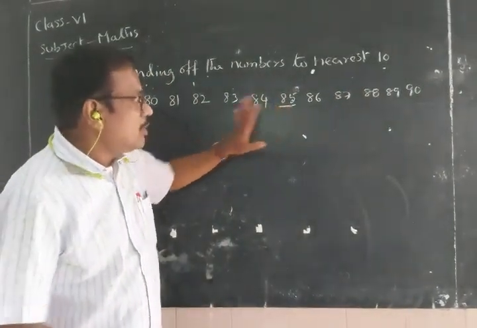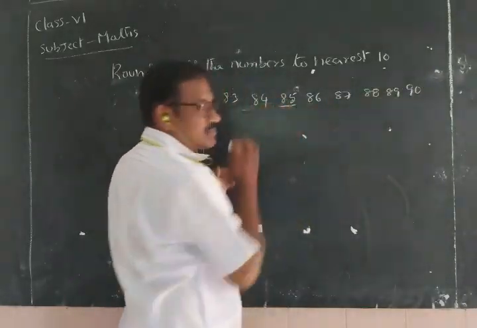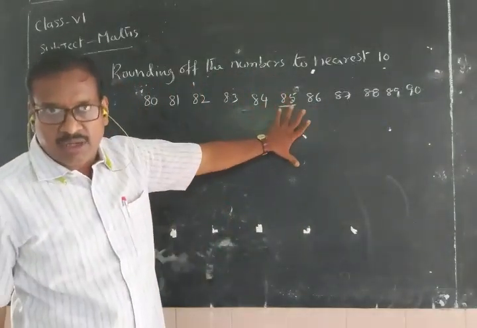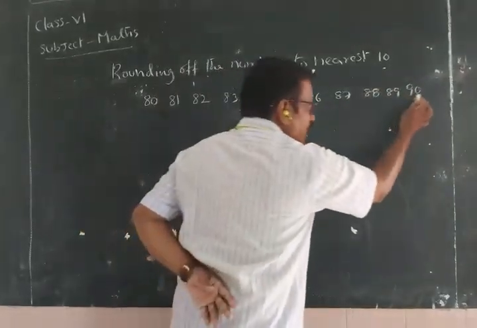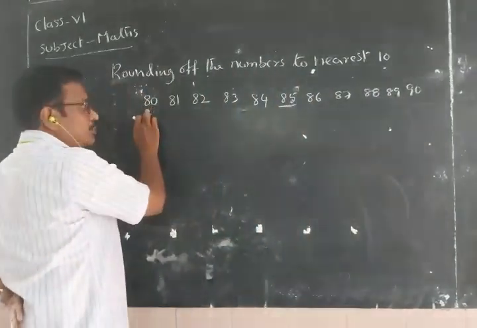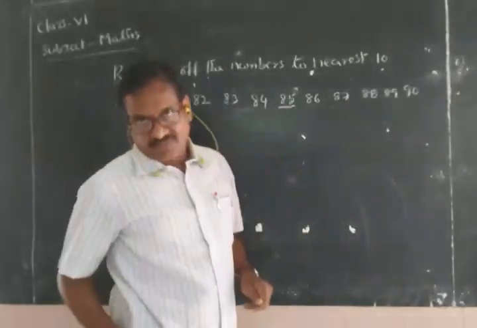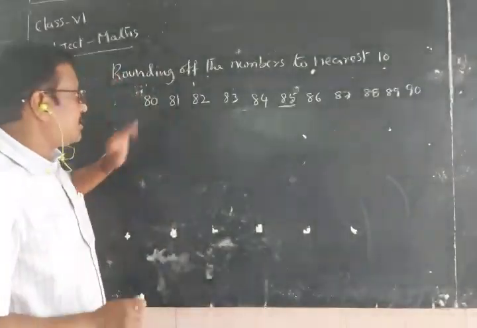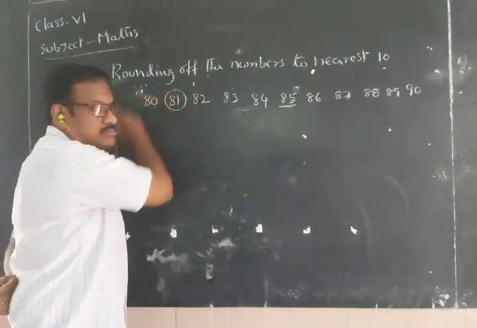But what is the meaning? The distance on both sides is the same. The distance from 85 to 90 and the distance from 80 to 85 are both the same. Okay.